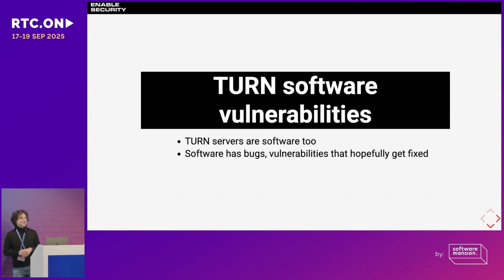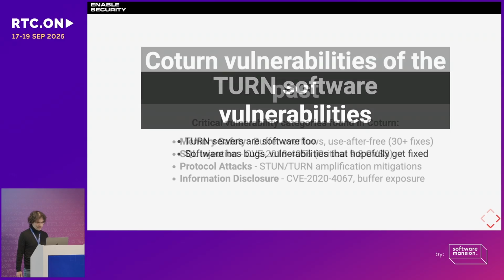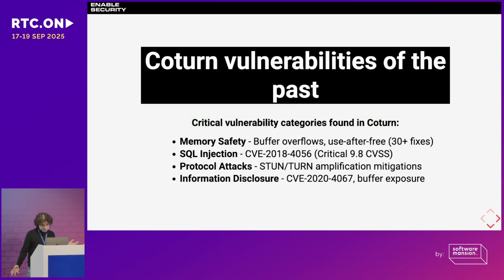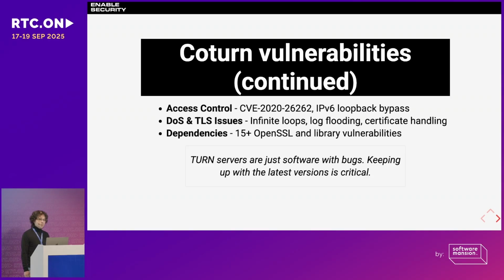The third issue that we want to talk about is software vulnerabilities, which affect any software really. So turn servers are software too. Software has bugs and vulnerabilities, which hopefully get fixed. But yeah, Coturn, of course, has quite a history of security issues along the years. It's the oldest one. It's in a certain language that has a lot of potential for vulnerabilities. So yeah, the whole point is keep your servers patched to the latest version.